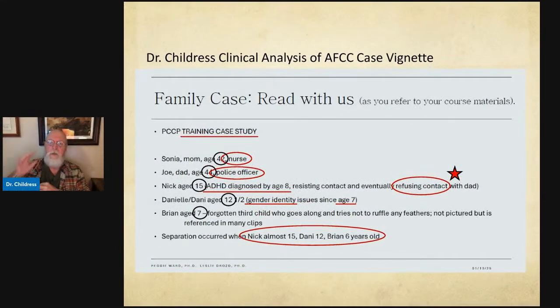So for this particular presentation, first off, I would note it's a training case that the AFCC uses. I would note the parents' ages in their 40s, and mom's a nurse and dad's a police officer. The importance of them both being 40 and that they got separated when Nick was almost 15 is that this is a long-standing family. This is not a brief episode or a brief affair where the parents had a child or maybe two and then quickly divorced. This was a family that got together and decided they'd be together for a while.